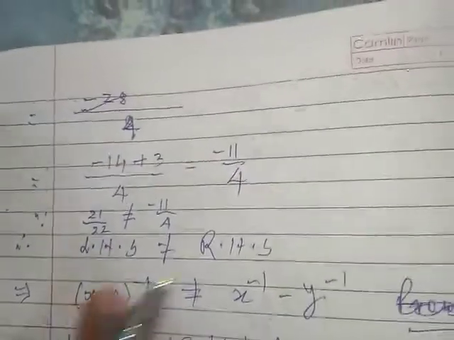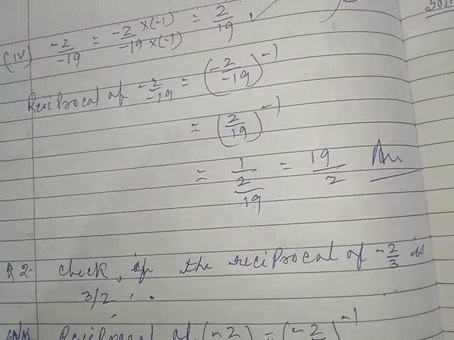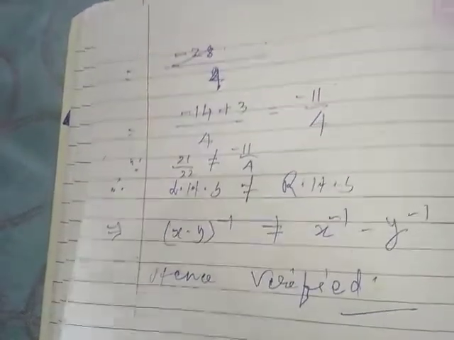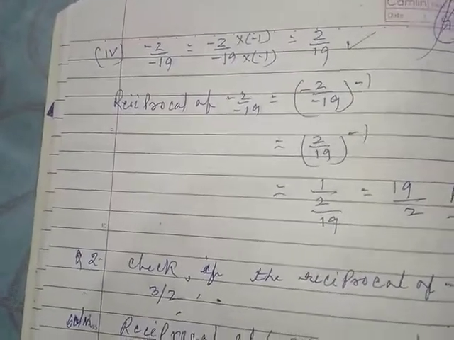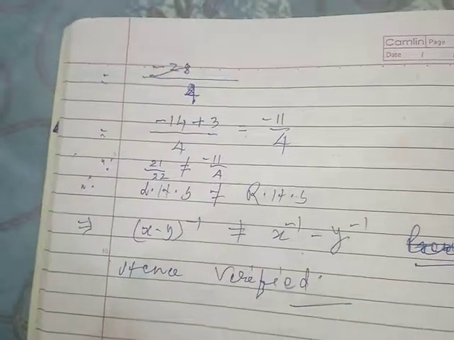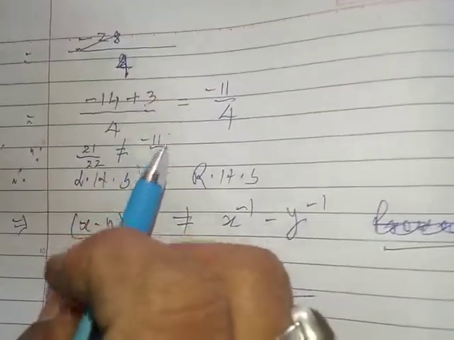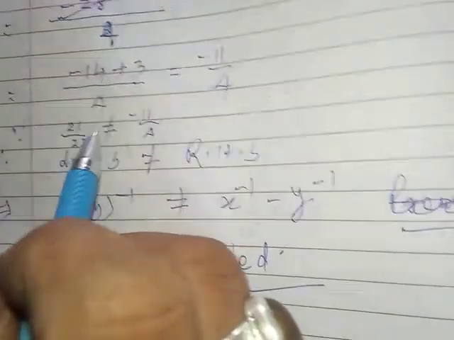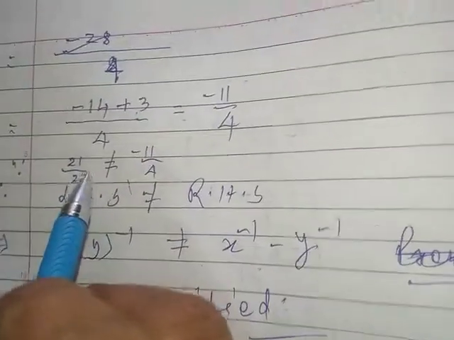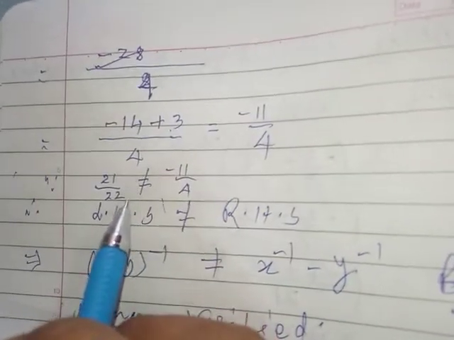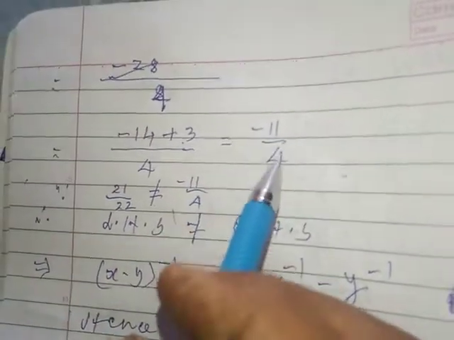Now we have to simplify it further. We take the LCM of 2 and 4, which is 4. So minus 14 plus 3, that is minus 11 by 4. Now this will give you here minus 11 by 4.